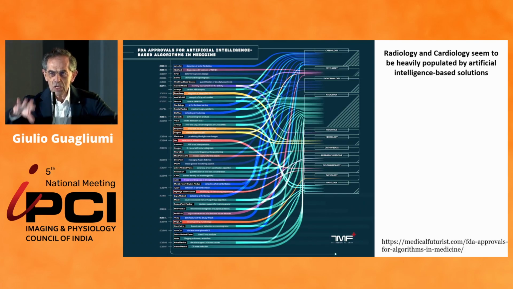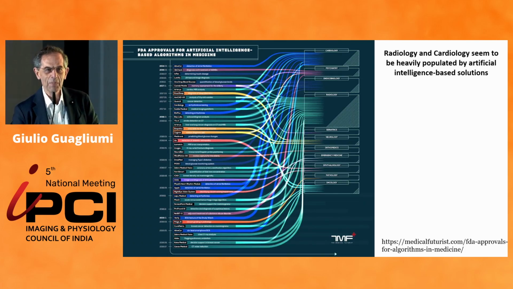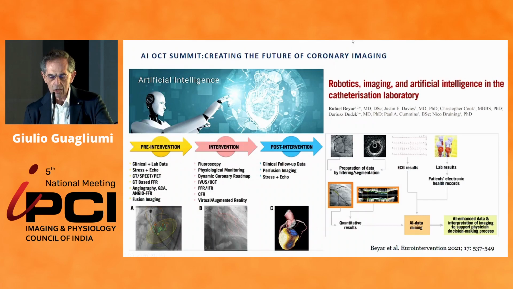Here you have the spectrum of all the different specialties and the weight of the interest in developing new AI software in support of the clinical practice. And you might see here that among all the specialties, radiology and cardiology seem to lead the interest to have AI brought to the clinical activity.